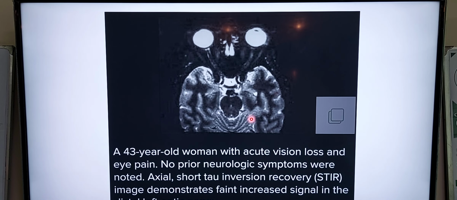Another case, this is a STIR image. A 43-year-old woman with acute vision loss and eye pain. No prior neurological symptoms were noted. This is an axial STIR image which demonstrates faint increased signal in the distal left optic nerve.